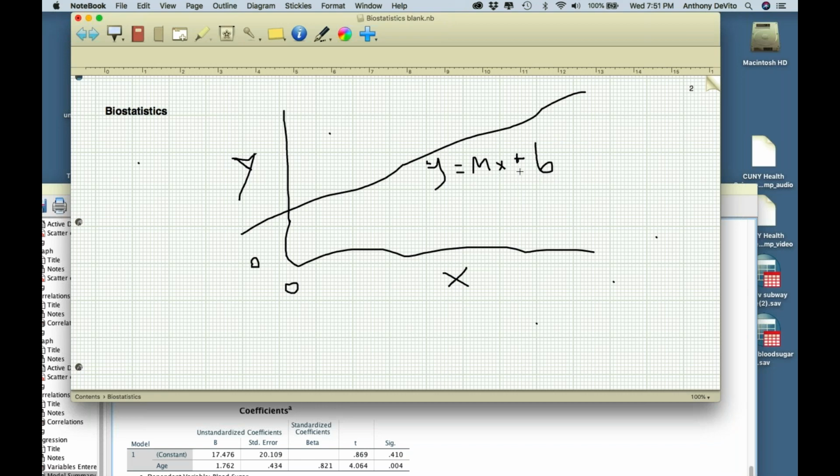Well, how does that work? First of all, b is the y-intercept. And why do I know it's the y-intercept? Well, what if the value of x is equal to 0? If the value of x is equal to 0, you're over here. So if I plug in 0 for x, the slope times 0 is 0, so the value of y is just equal to b, which is the place where it crosses the y-axis. And m represents the slope.